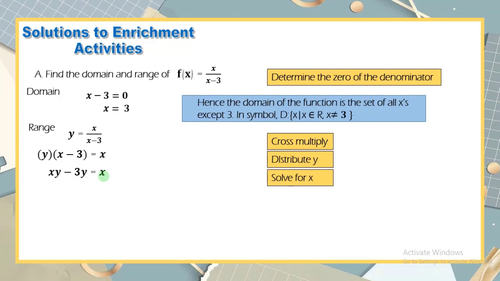Then solve for x. So in this case, we combine all terms having x on the left side of our equation and those terms without x variable on the right side of our equation. That is why we move x here to the other side, which becomes negative x, and we also move negative 3y to the other side, which becomes positive 3y.